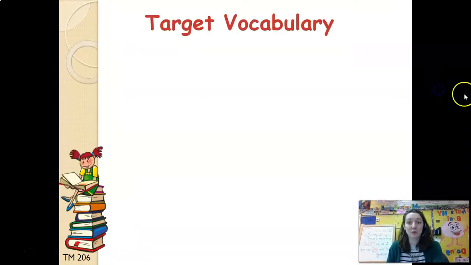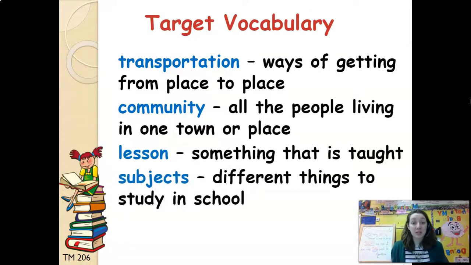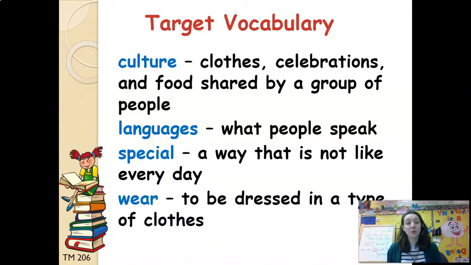Okay, so let's talk about the definitions for those words. So we have transportation, the ways of getting from one place to place. So like I said, bus, train, car, bike, those are things of transportation. Community, all the people living in one town or place. And again, we also talked about how you can build a community in your class or your school. Lesson, something that is taught. Subjects, different things to study in school. Culture, the clothes, celebrations, and food shared by a group of people. Languages, what people speak. You can also write languages, of course. Special, a way that is not like every day, so unique. And wear, to be dressed in a type of clothes, right? So that's what you're wearing.